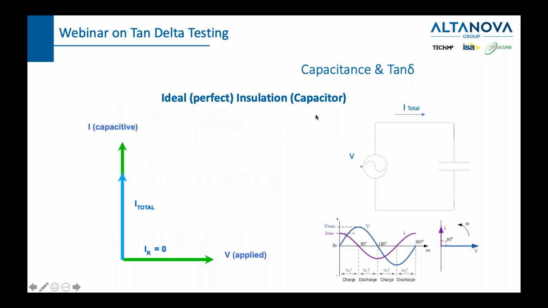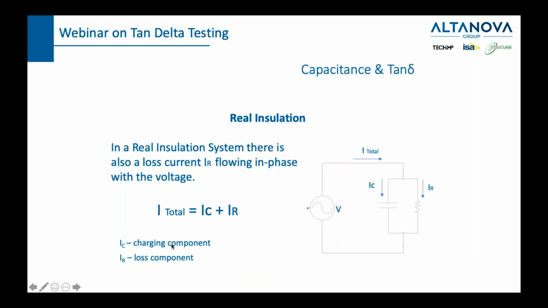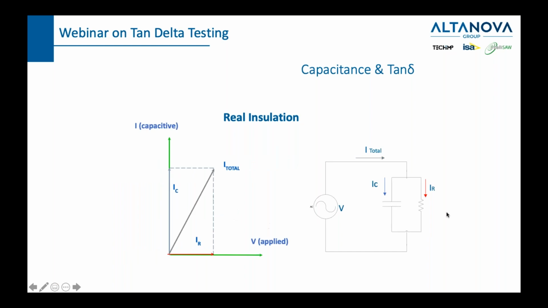We said before, an ideal capacitor has 90 degrees between the current and the voltage which is causing that current. So this is 90 degrees, and in that case, the resistive current is 0. But in a real capacitor, we do have some resistive current passing through this resistor. Now, in our case, the total current is capacitive current plus resistive current. So this is the charging component and this is the loss component. And we said that IC is much bigger than IR. But regardless, the IR is not 0.